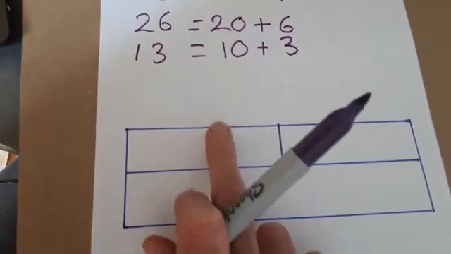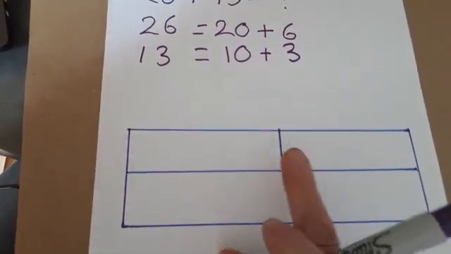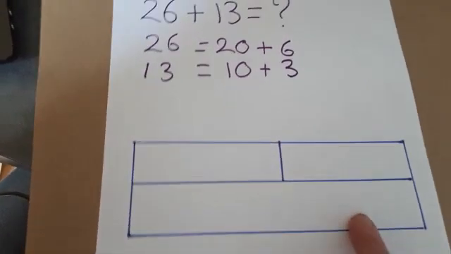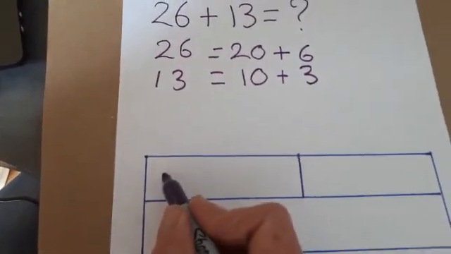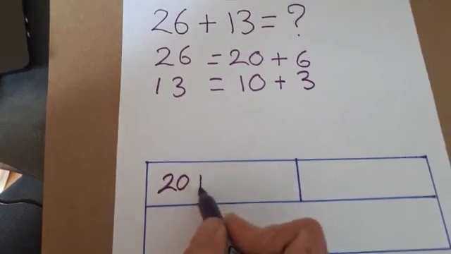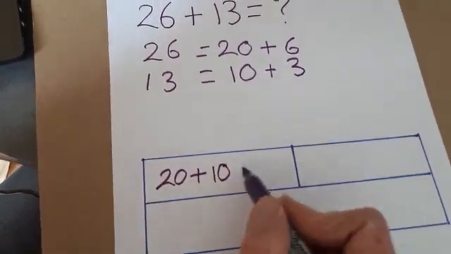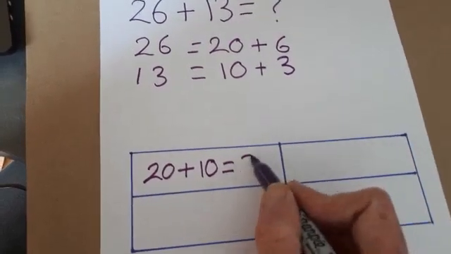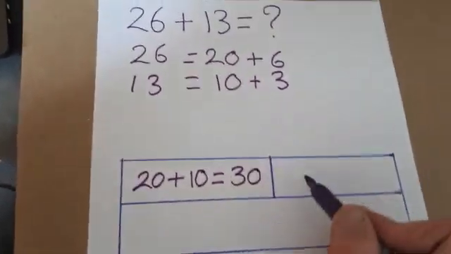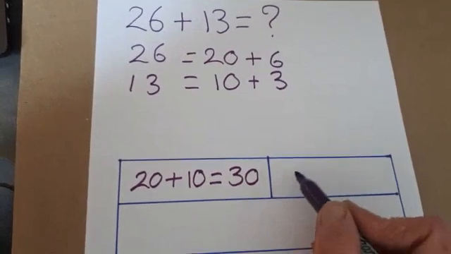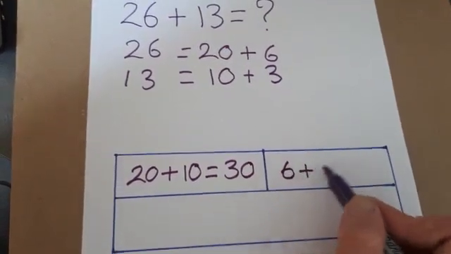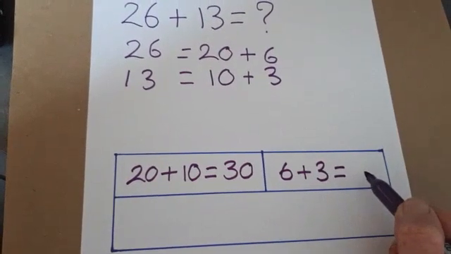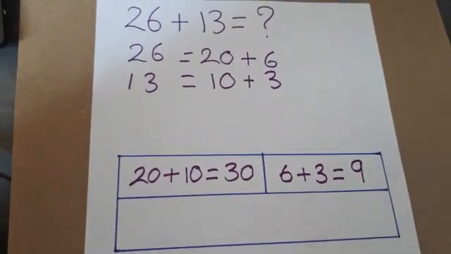I'm going to put my tens on this side, my ones on that side, and then I'm going to put the whole here. So my tens are 20 plus 10, which equals, correct, 30. Here I'm going to put my ones, which is 6 plus 3, and that equals, yes, 9.